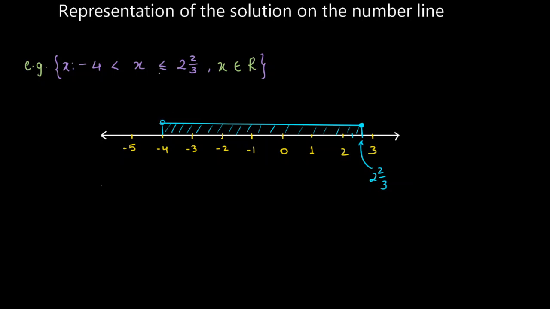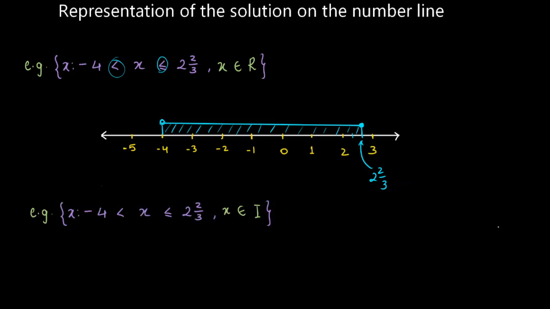Remember, whenever you have an equal to sign, greater than or equal to or less than or equal to, you mark it with a dark circle, and if it is just less than or greater than, you mark that point with a hollow or open circle. So this was the case of real numbers.